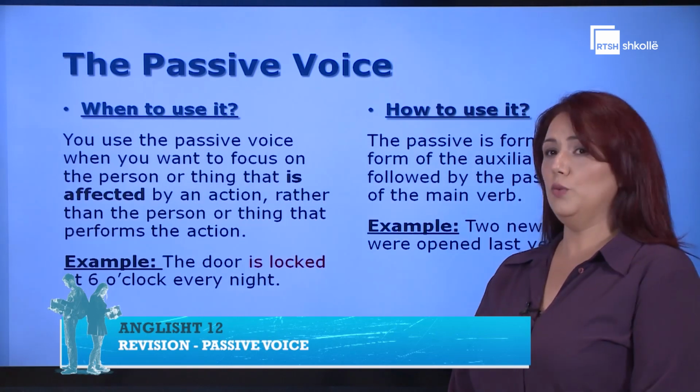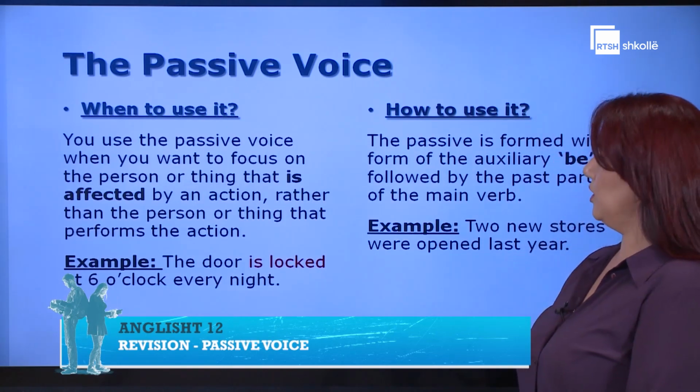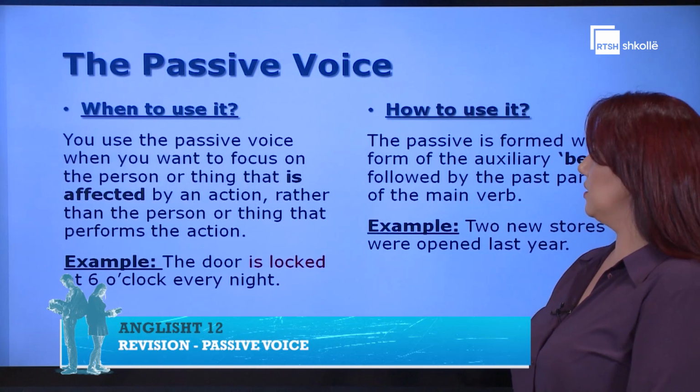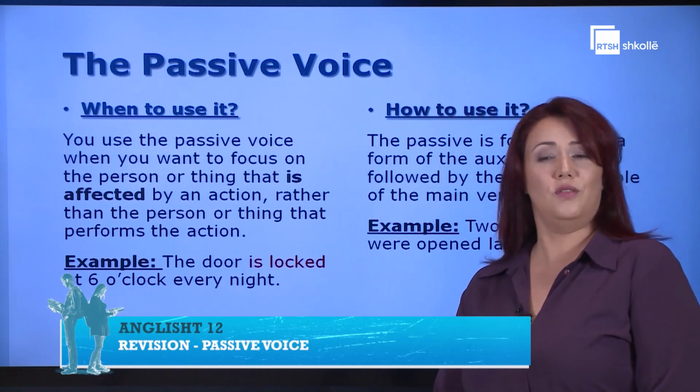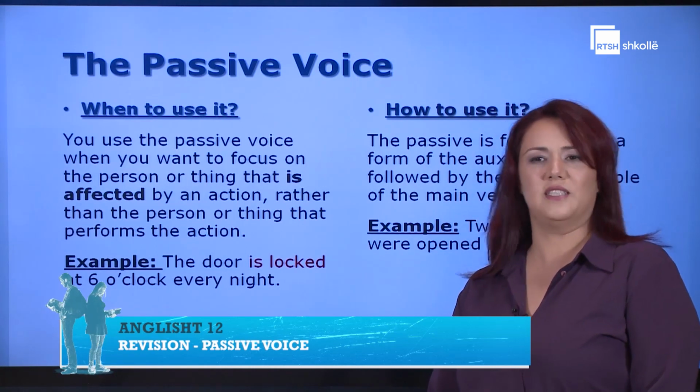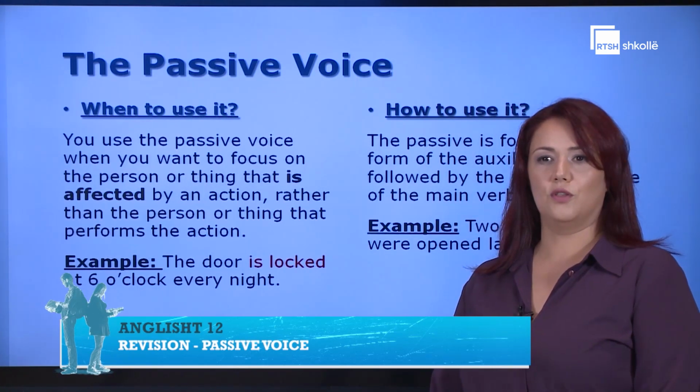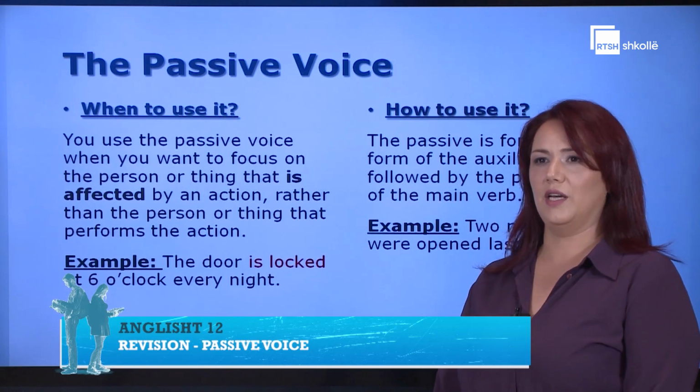Now, when do we use it? We use the passive voice when you want to focus on the person or thing that is affected by an action rather than the person or thing that performs the action. For example, the door is locked at 6 o'clock every night.